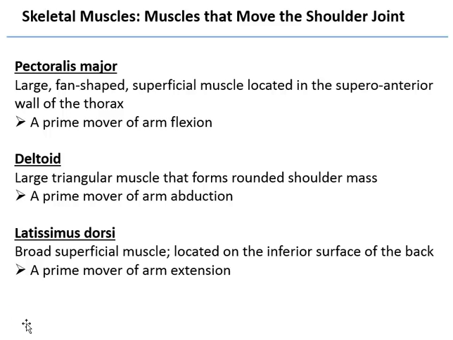Next, we'll look at some of the muscles that can generate movement at the shoulder joint, and in particular, they have the ability to move the humerus bone. Here are 3 key examples.